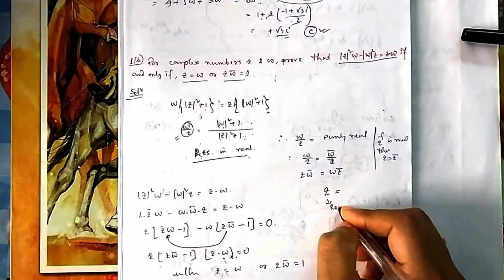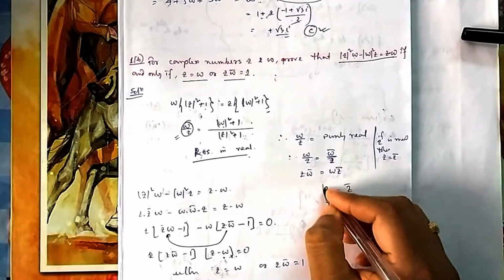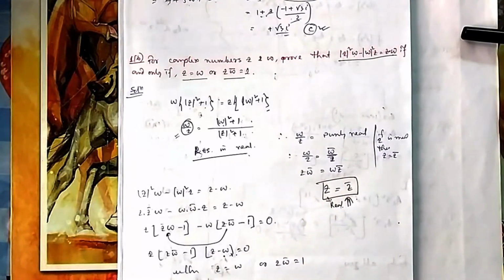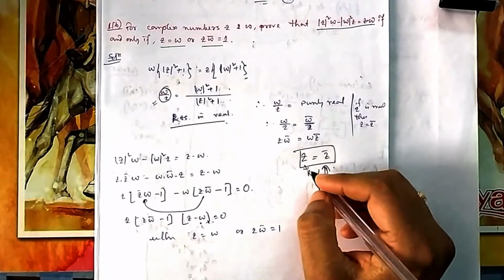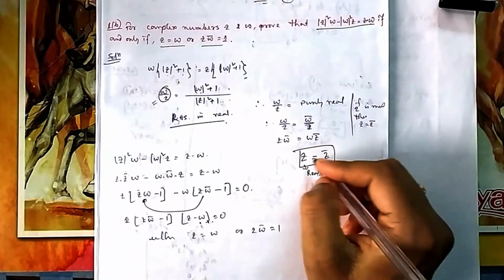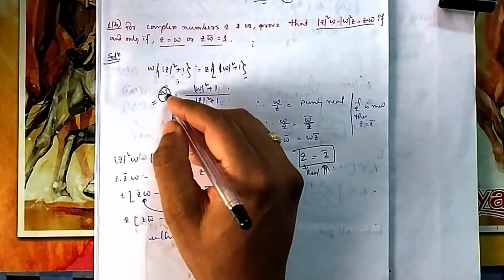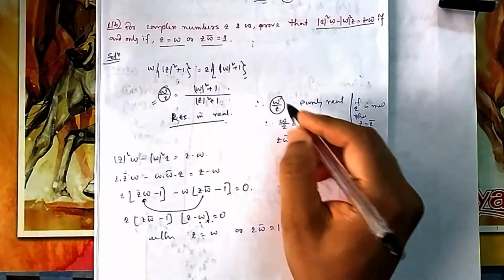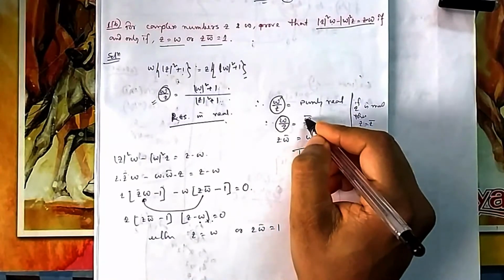If it is real, then we can say z is equal to z bar. So this formula we can apply. And if it is imaginary, then you can say z is equal to minus z bar, because only i will be there, the sign of i will be changed. Because real means no imaginary part. So if this ratio is real, then it should be equal to its conjugate.